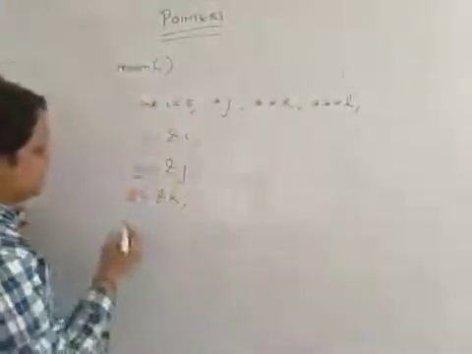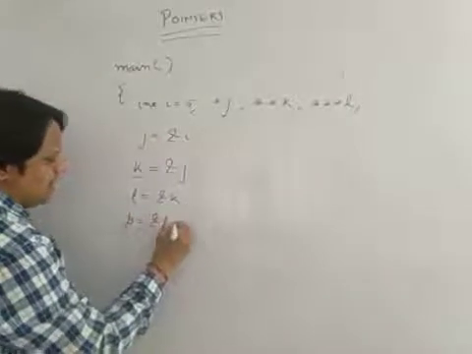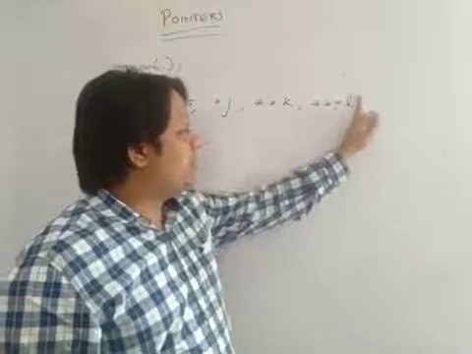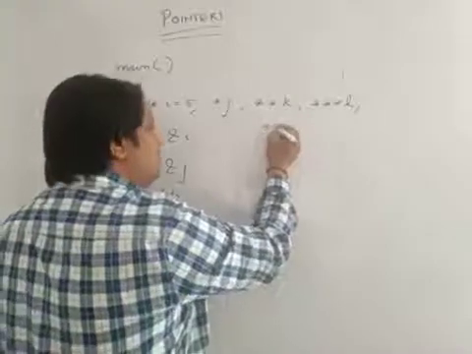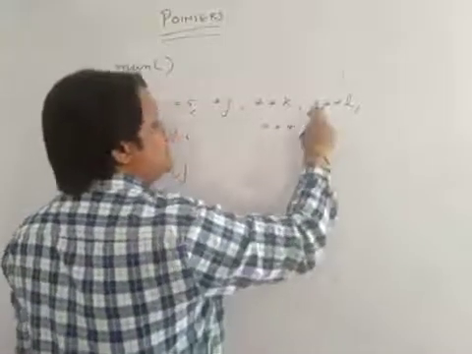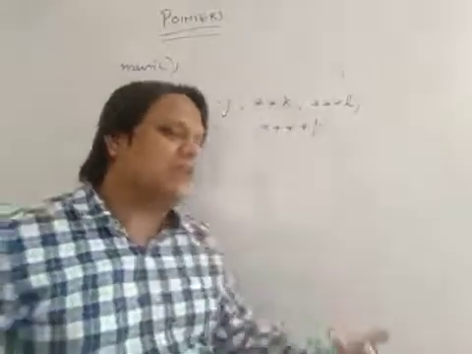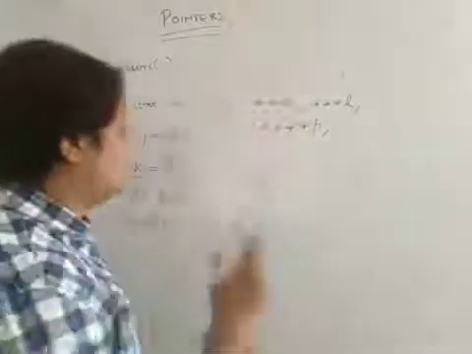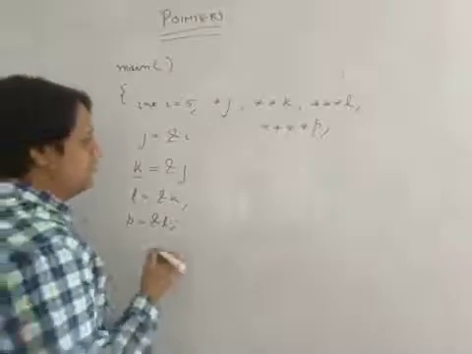Let me take one more example. If I am writing P is equal to address of L, and you know that L is a pointer to a pointer to a pointer, therefore you require a pointer to a pointer to a pointer to a pointer to hold the address of a pointer to a pointer to a pointer. So always n plus 1 star can hold the address of n star, right? It has to be one level up. So P is equal to address of L. Let me now show you with the help of an example.